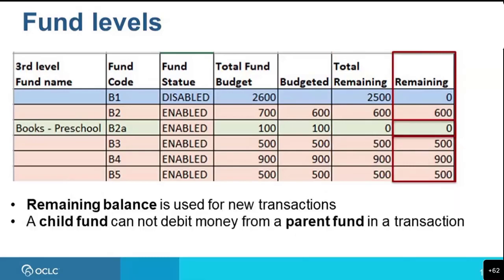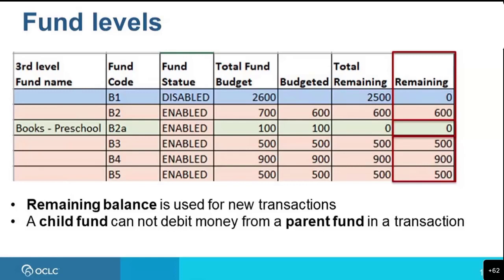And finally, it's important to understand that it is the remaining balance of a budgeted amount for a fund that is used for new transactions. So when you select a fund to use for a transaction, the amount can only come from that fund and not from a parent fund. So a child fund cannot debit money from a parent fund in a transaction.